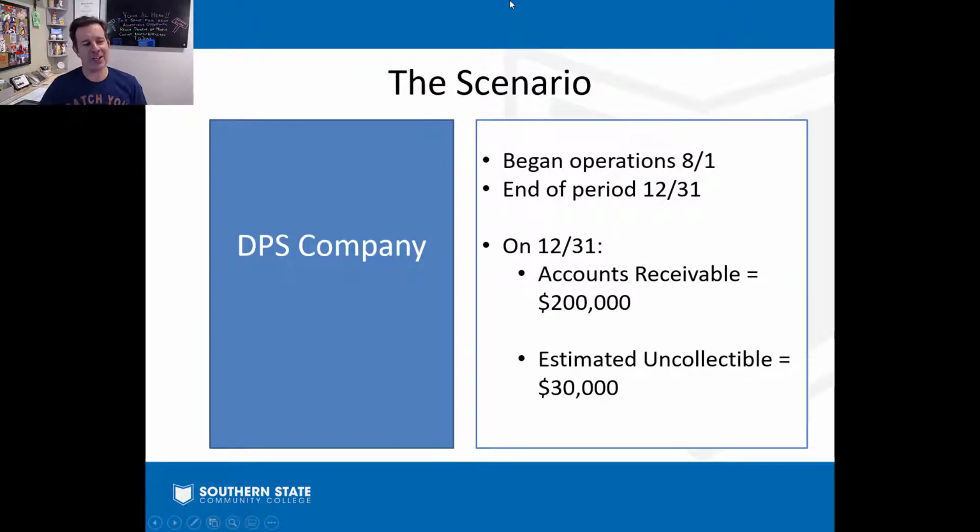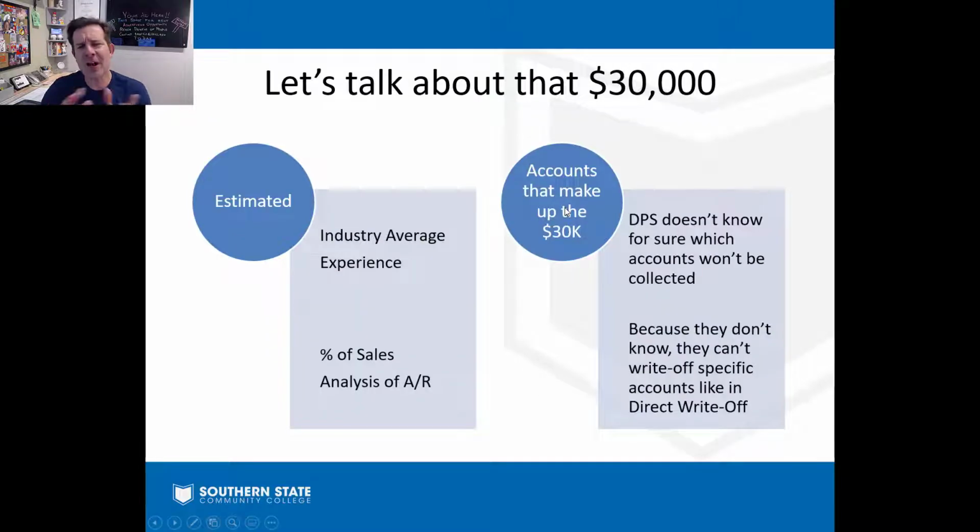So here's our scenario. We have DPS Company. They began operations in August, and the end of the period is 12/31. On 12/31, they had $200,000 in accounts receivable, and they estimated $30,000 of that would be uncollectible. So let's talk about that $30,000. First of all, it's an estimate.